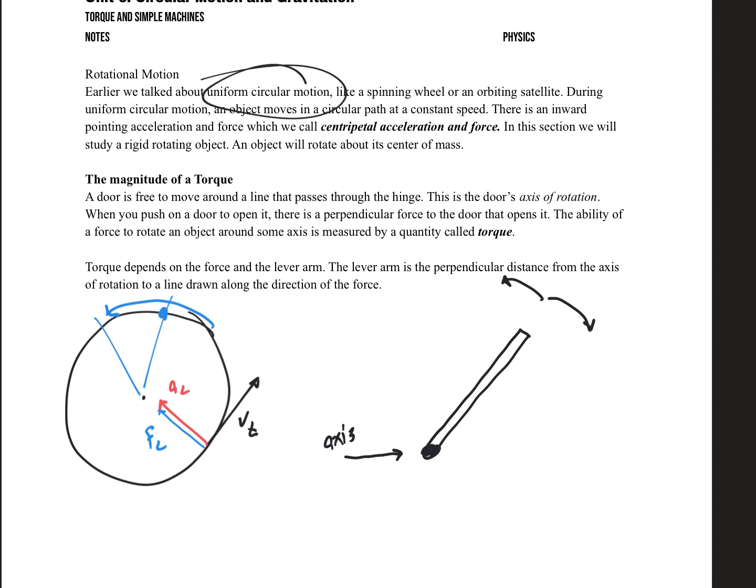So when you push or pull on the door, there's some kind of perpendicular force that opens it. So for now, I'm going to draw this force. We're going to push it this way. That is the force that we're going to use, okay? So that force is going to cause a rotation. The lever arm is this piece right here. It is the distance away from the axis of rotation to the force causing the rotation, okay?